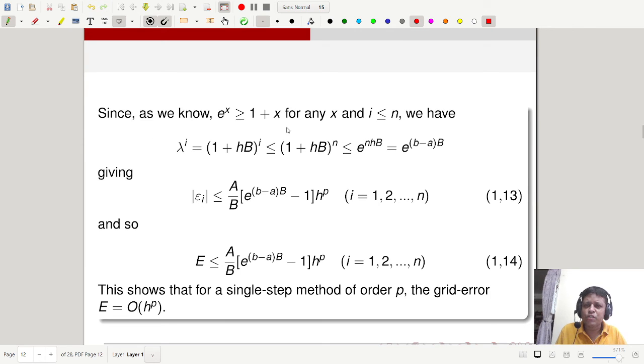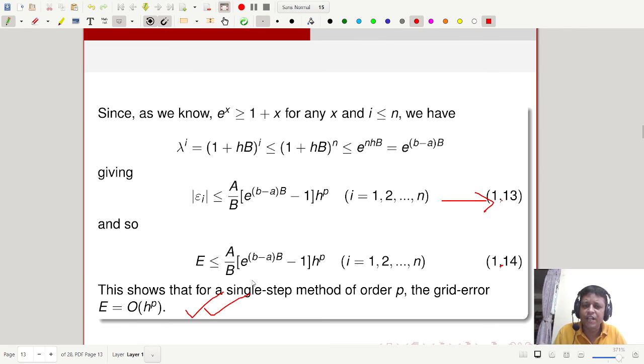Since, as we know, e to the power x is greater than or equal to 1 plus x, we are getting 1.13 and 1.14. This shows that for a single step method of order p, the global error is given by order of h to the power p. This is the global error in a single step method. This is the calculation for the global error at every step, using the simple fact that e to the power x is greater than or equal to 1 plus x.